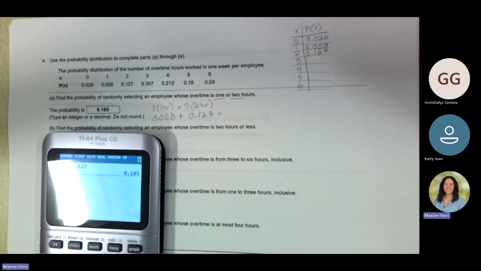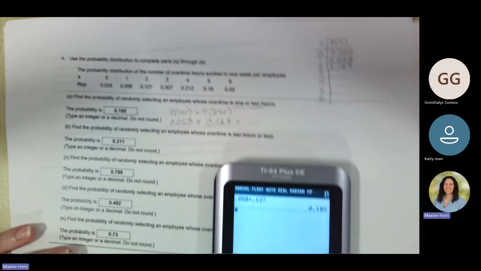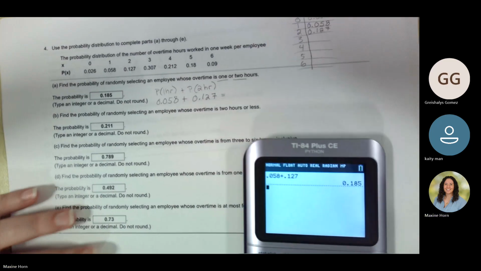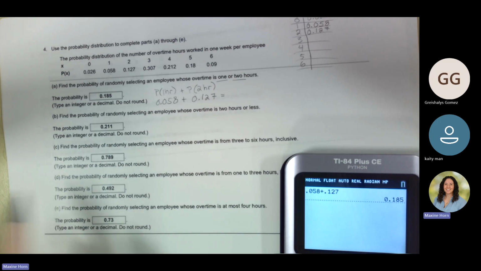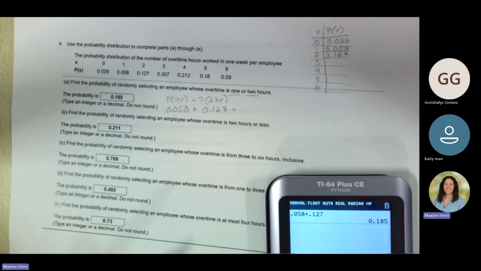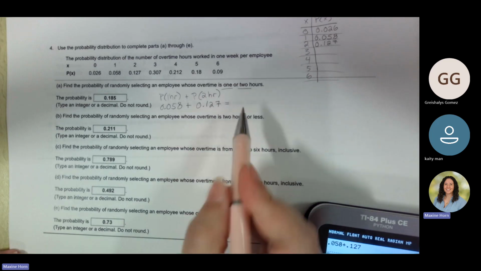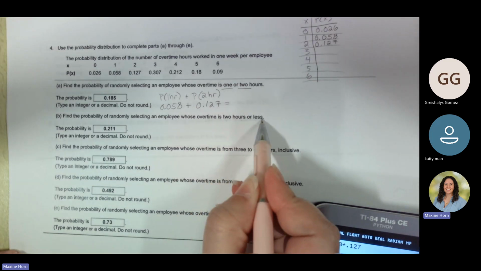And there we go. Sorry, you guys can't see that with the reflection. 0.185. Okay, so it's just a bunch of variations on that, right? Okay, find the probability of randomly selecting an employee whose overtime is 2 hours or less.